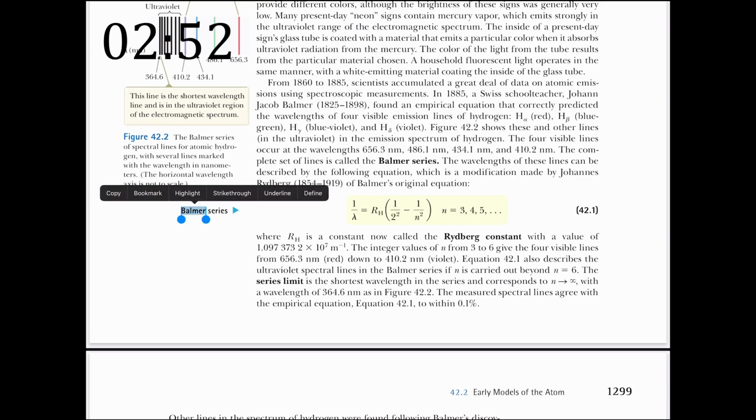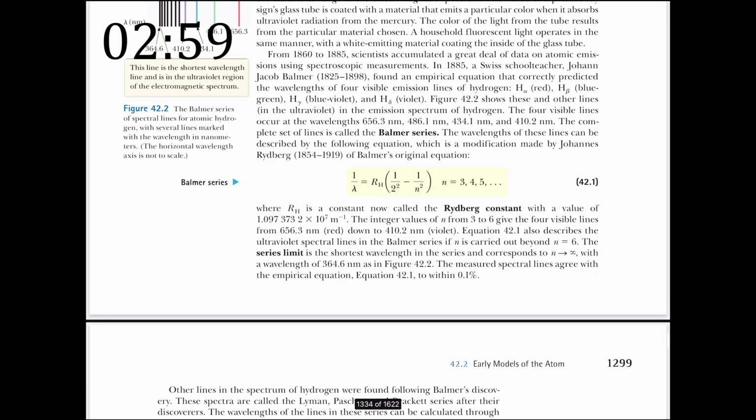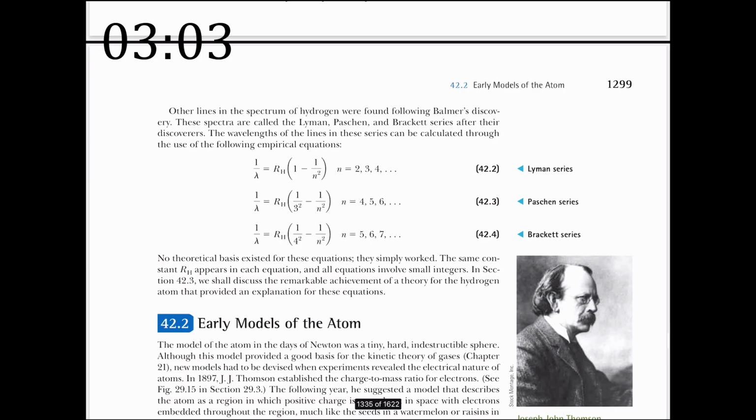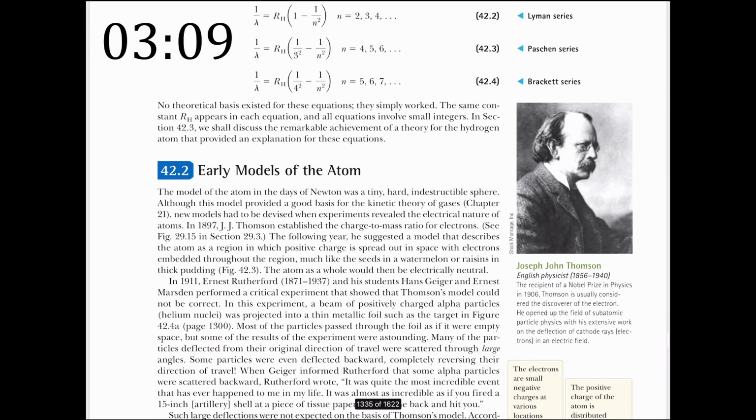We've got the Balmer series. What does that mean? An interesting looking equation with the letters n, lambda, R, subscript H. We've got the Rydberg constant. All right. I'm not going to look at that too much. Damn, we've got more series. Lyman, Paschen, Brackett series. Similar looking equations.